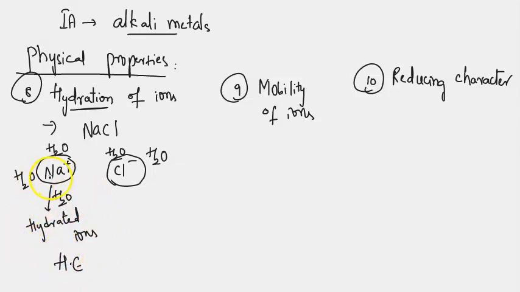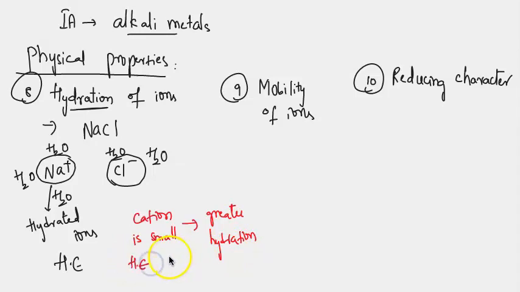If the cation is of smaller size, it will have greater hydration. It's because a cation with a small size can accommodate more water molecules with greater charge, because of which there will be greater hydration. So hydration energy is observed to be decreasing from lithium plus to cesium plus. Hydration energy decreases down the group.